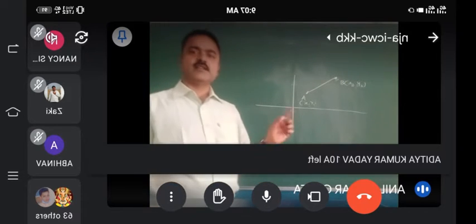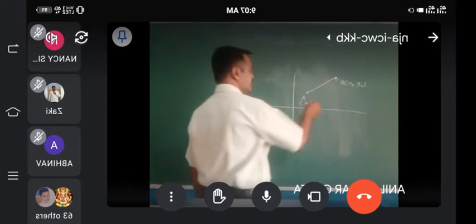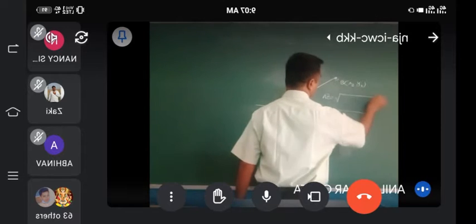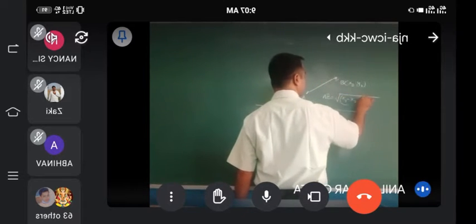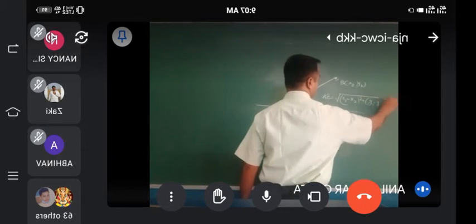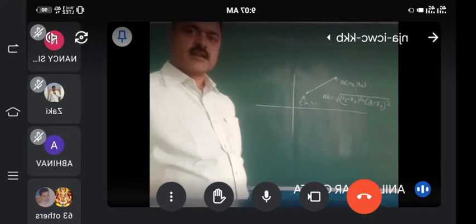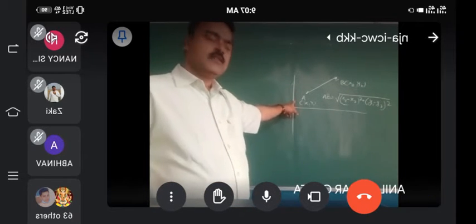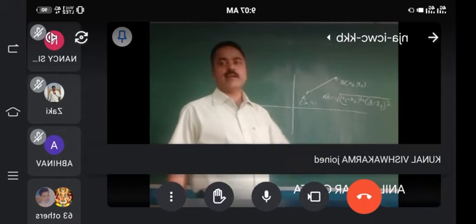Then you know the distance formula: AB equals under root of (x1 minus x2) whole square plus (y1 minus y2) whole square. This is the distance between two given points whose coordinates are x1, y1 and x2, y2.